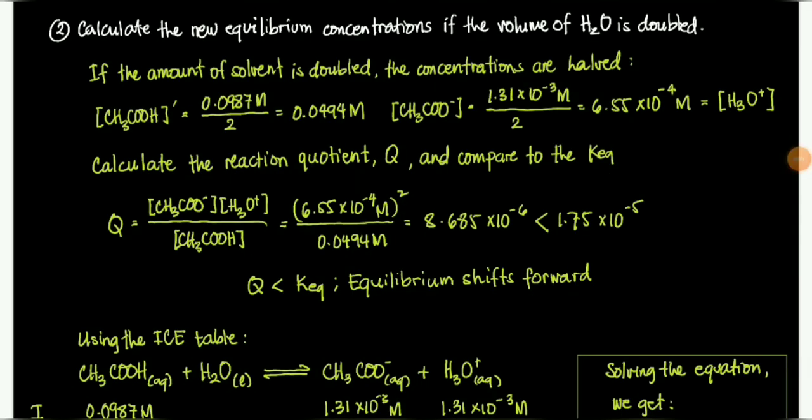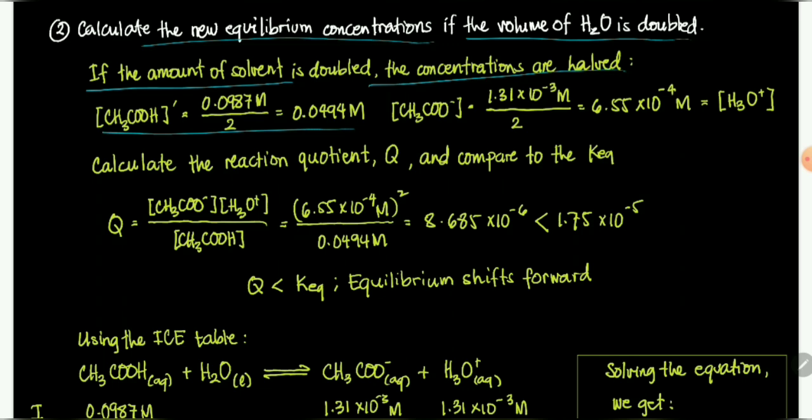So for this next part, let's look at the effect of the addition or removal of water. Okay? So for number 2, calculate the new equilibrium concentrations if the volume of water is doubled. So we will add water to our system after the equilibrium is obtained. Assume that our acetic acid solution is already at equilibrium, then we add water and double the volume of water. Okay? So if the amount of solvent is doubled, the concentrations are halved. So since our solvent volume doubled, the concentrations of our solutes will be halved. So, let's just divide the concentrations by 2.